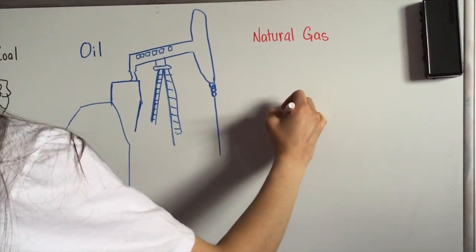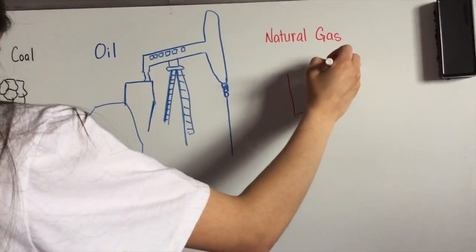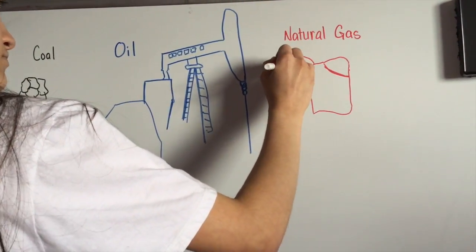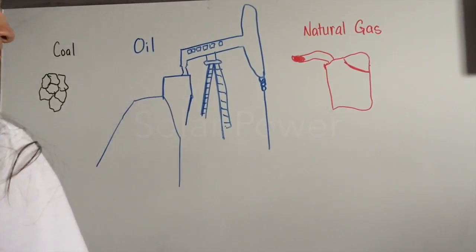Natural gases do not contribute to acid rain, and they produce less pollutants. However, they still contribute to global warming, and there's a very limited supply available.